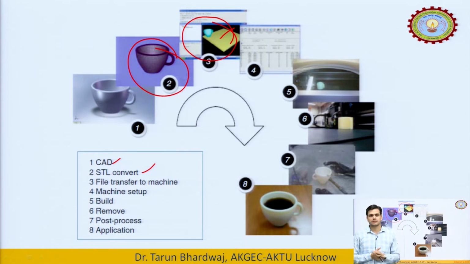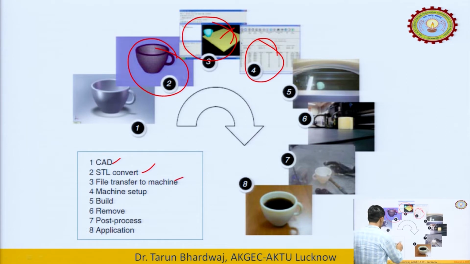Then the fourth is the machine setup. Machine setup consists of different process parameters, and that will vary according to the technologies. If we are using polymer technology, we have a different kind of process parameter, and if we are using metal technology, we have different process parameters, because the heating source is different. So the deposition of any product will depend upon these process parameters, or you can say the machine setup.